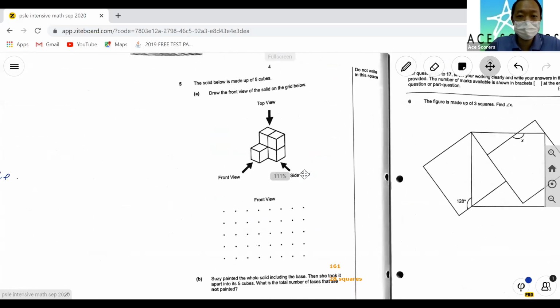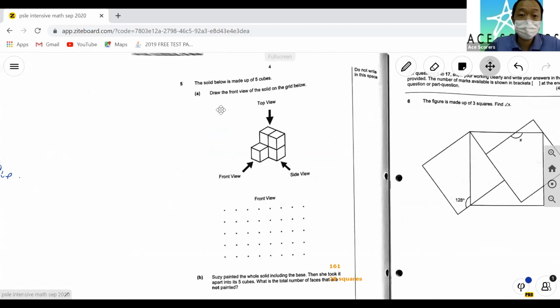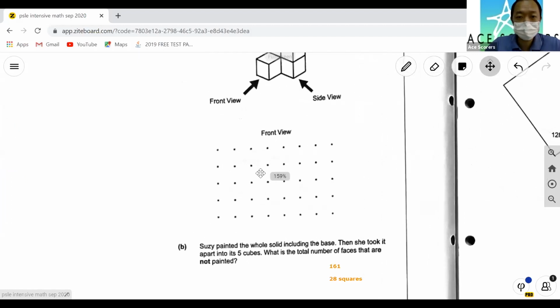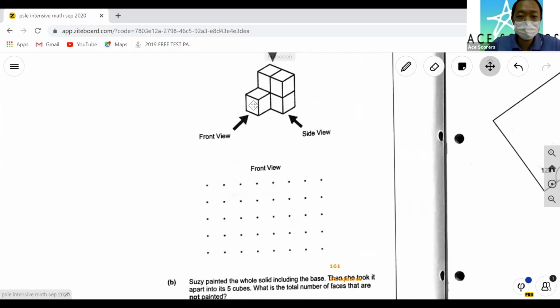So this one is a cubic view. Draw the front view of the solid on the grid below. So the front view is here, right? Let's zoom in. So how many? 1, 2, 3, 4. Just 4. Just draw one with 4, like this. So these are the actual PSLE papers. The reason for me going through is I want to stress to you the importance of your fundamentals. Okay? Never mind, it's okay. Go through, right? Next one.